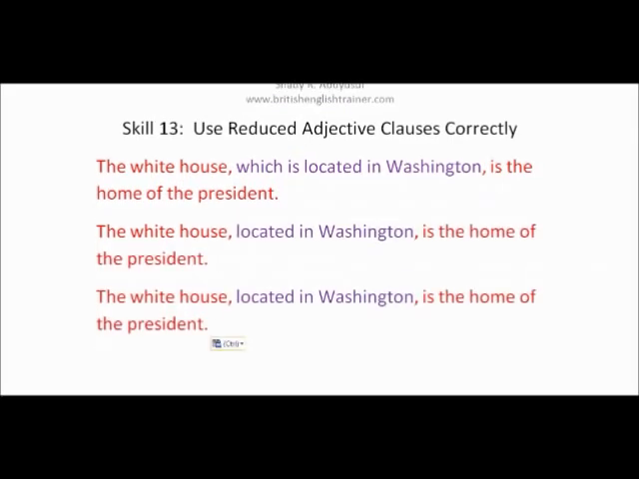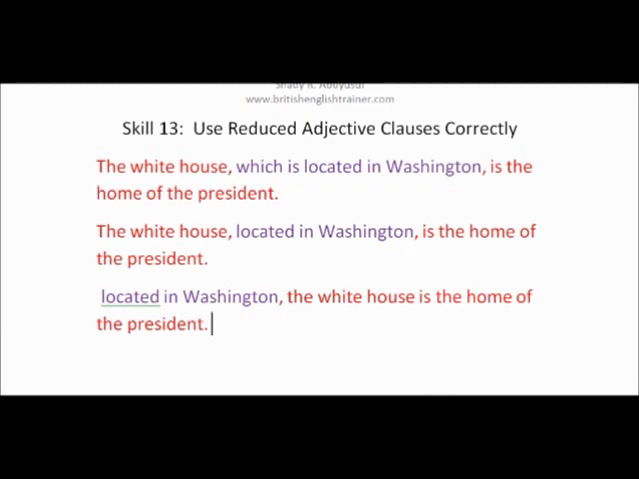Okay, now how can we write it in a different way? We're going to take the whole adjective clause away, and then we're going to put it here with one comma in the beginning, and let's read it now. Located in Washington, the White House is the home of the president. Is this correct? Completely correct. So we have this possibility in English.